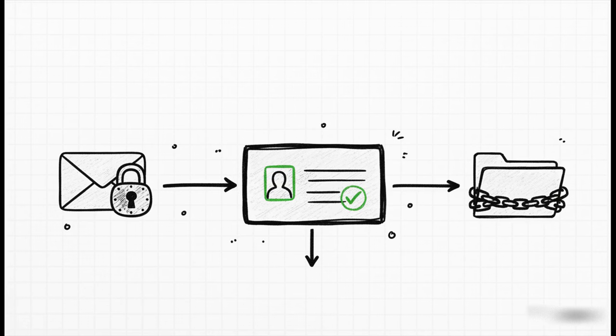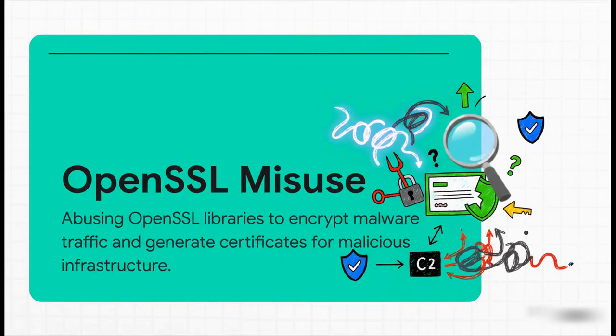And in that same vein, you've got the foundational OpenSSL library, which is constantly being co-opted. Threat actors abuse it all the time to implement custom encryption for their C2 traffic or to generate self-signed certs for their malicious infrastructure. As a defender, you absolutely have to be able to spot suspicious or, frankly, weak crypto implementations. They can be a dead giveaway for custom malware.